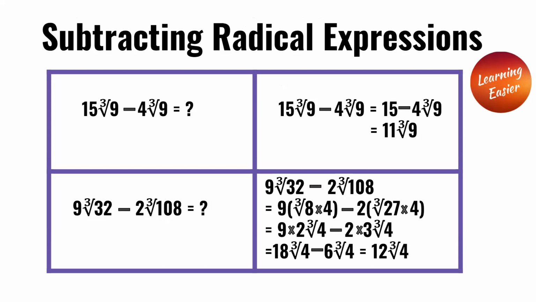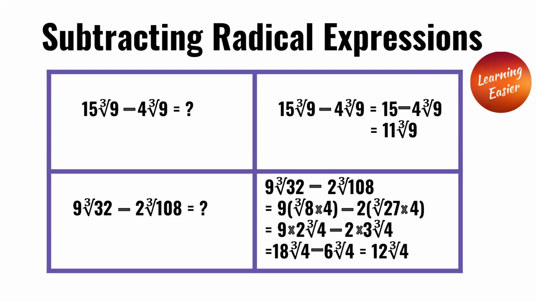15 cube root of 9 minus 4 cube root of 9. You can just subtract 15 and 4 because 15 cube root of 9 and 4 cube root of 9 both have the same radicand and index, so the answer is 11 cube root of 9.